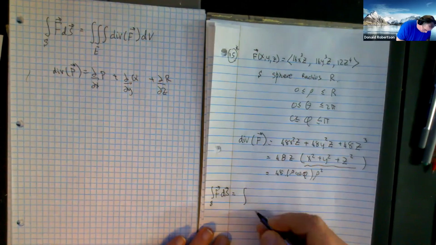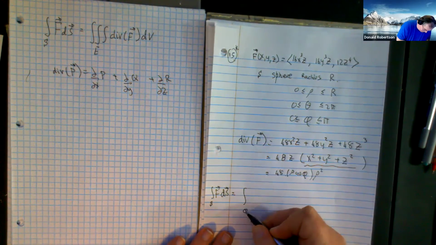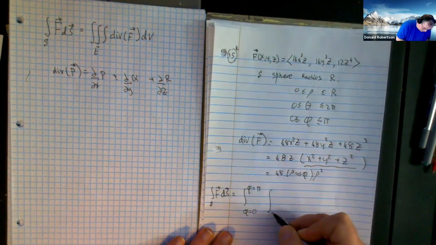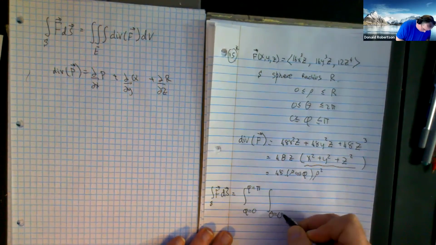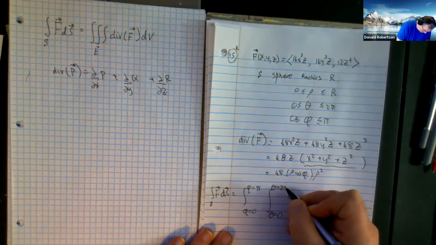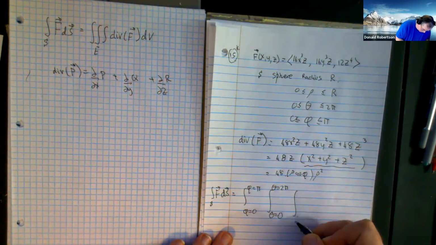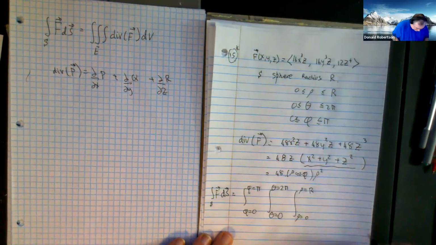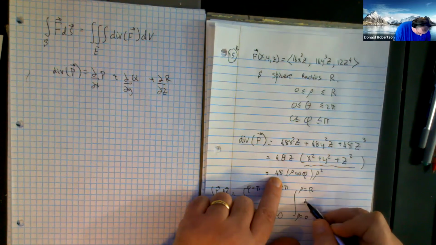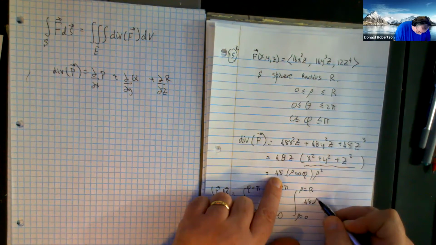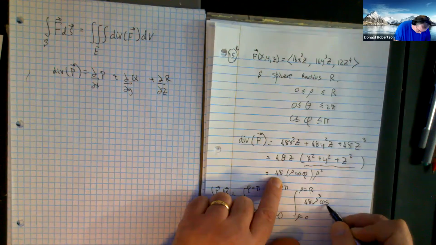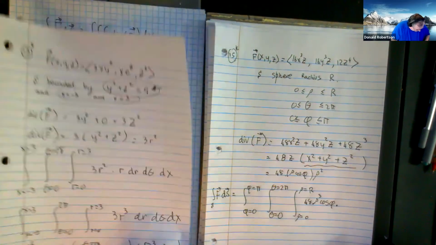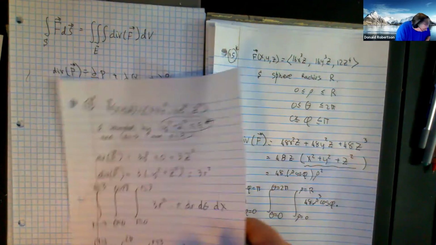So it's going to be the integral from phi equals 0 to pi, the integral of theta equals 0 to 2 pi, the integral of rho equals 0 to rho equals capital R, 48 rho cubed cosine of phi times, remember, where's my little add-on guy?